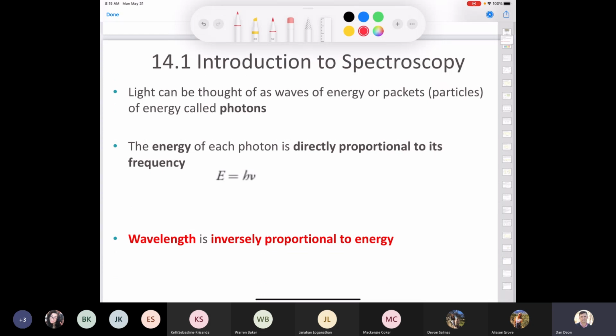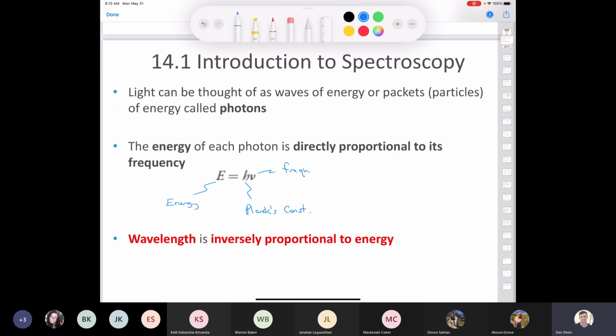Anyhow, if we think about these bundles or packets of energy that we call photons, the energy of each photon is going to be directly proportional to frequency. So let's see what we have here. We've got E, which stands for energy of our electromagnetic radiation or our light. H is Planck's constant, which is 6.626 times 10 to the negative 34 joules times seconds. And then here we have frequency.